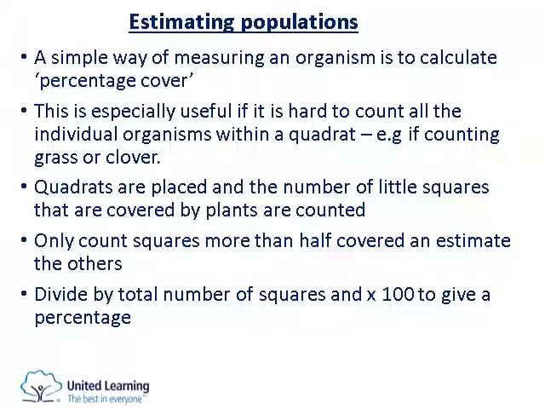So you use the same method as we talked about last week. You place the quadrats, but what you do instead is you place them next to each other, and you only count squares where more than half is covered by the grass or the clovers, for example. What you then do is you divide by the total number of squares, and then you times it by 100 to give a percentage.